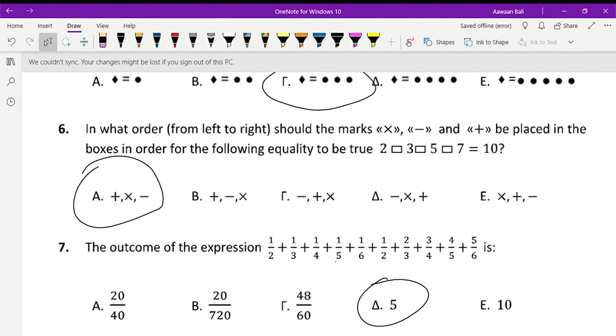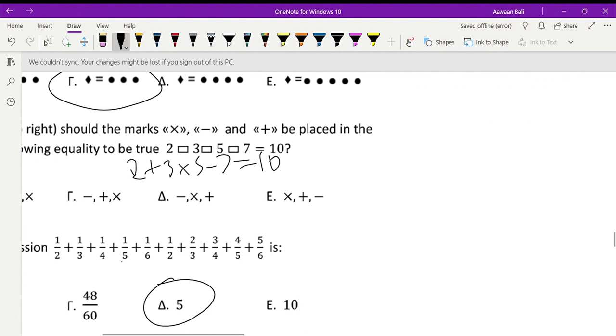But we don't actually need that because we don't need to use it here. Now, normally we have to just substitute because we don't have any hints or anything, or you could just work it out by yourself. The answer is alpha because when we have 2 plus 3 times 5 minus 7 is equal to 10. First thing we do is multiplication. So 2 plus 15 minus 7 is equal to 10.